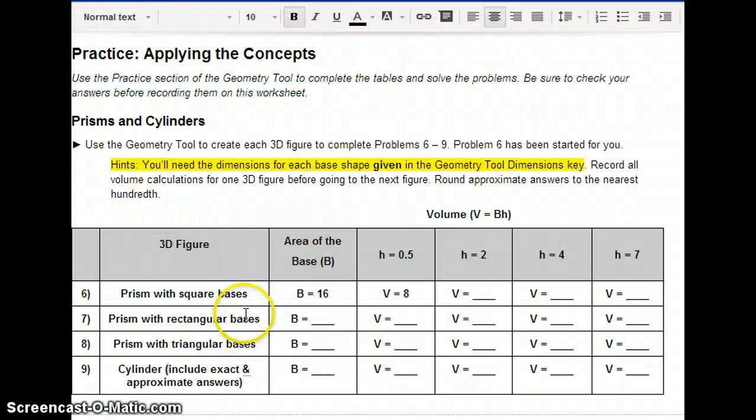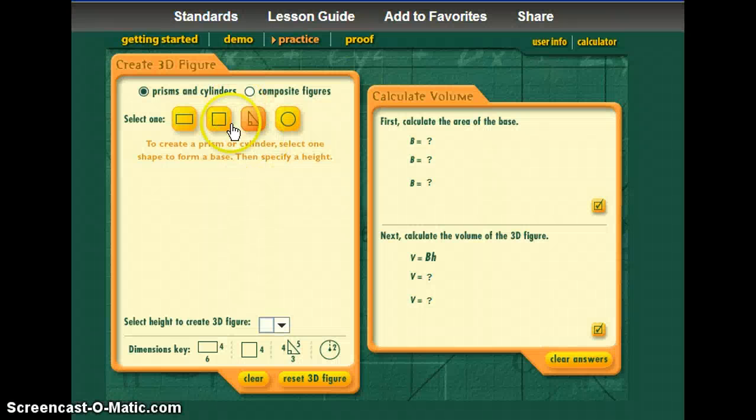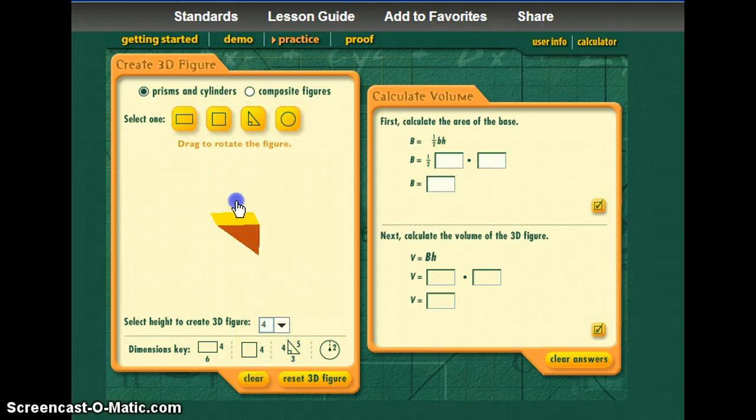And I can continue on with the rectangular bases, changing the height. You can figure that out. Triangular bases, same thing. Basically choose a triangle, height of whatever, 4 in this case. So there's my triangle. So my base of my triangle, they gave me a 3, 4, 5 triangle. So 3 times 4, that's 12. Half of 12 is 6. So the area of the base is 6.